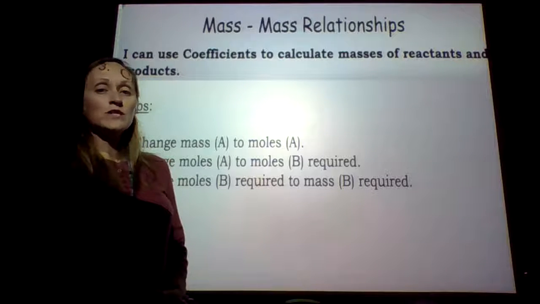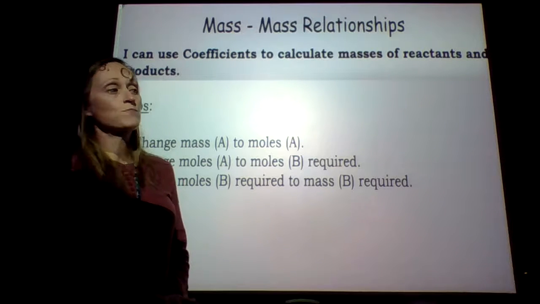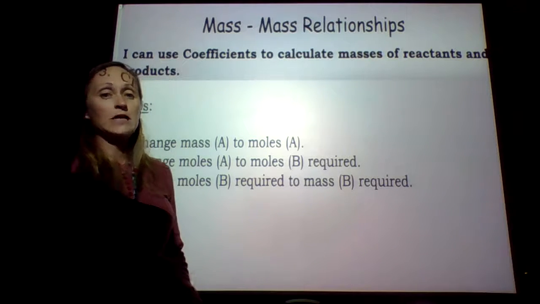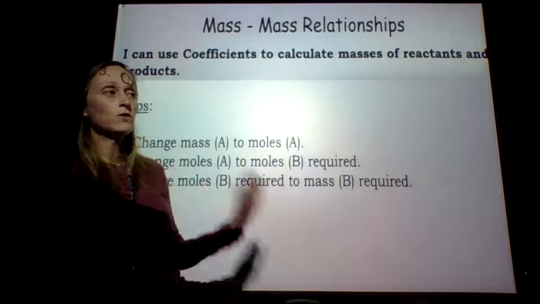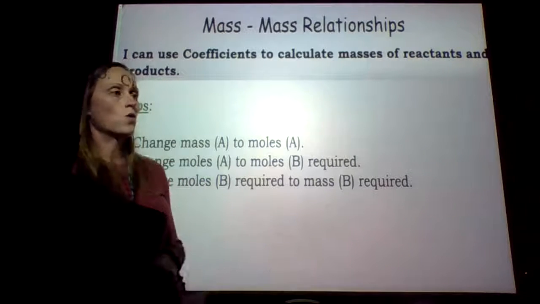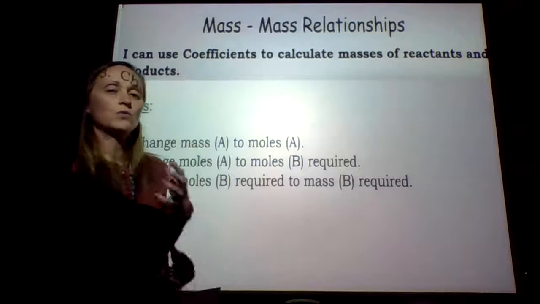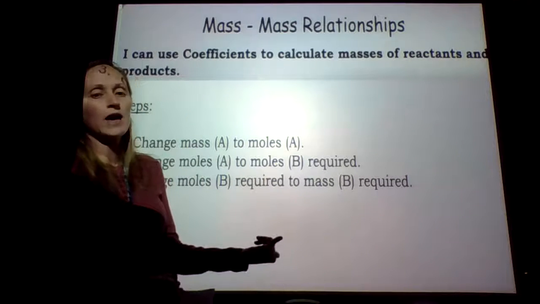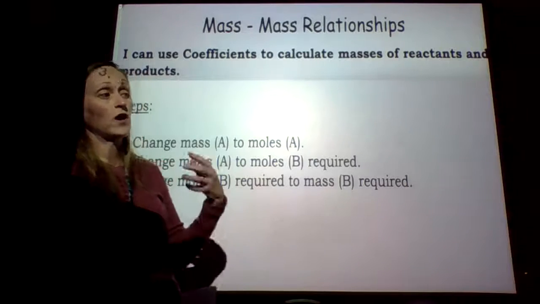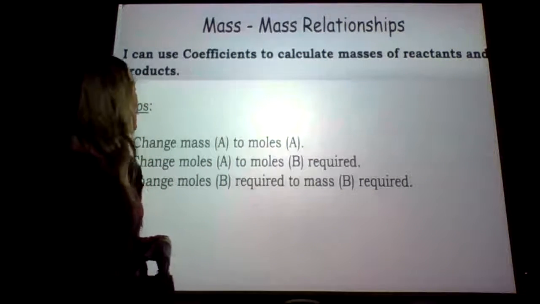So in this video today, we're going to be looking at the relationship of the mass of one substance to the mass of another substance in a balanced equation. So we could know the mass of our reactant and want to know what would be the mass of our product, or if we know the mass of one reactant, what would be the mass of our other reactant, or even if we know one of our products, we could figure out one of our reactants from that.